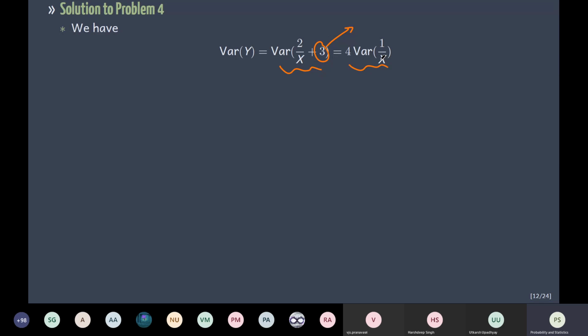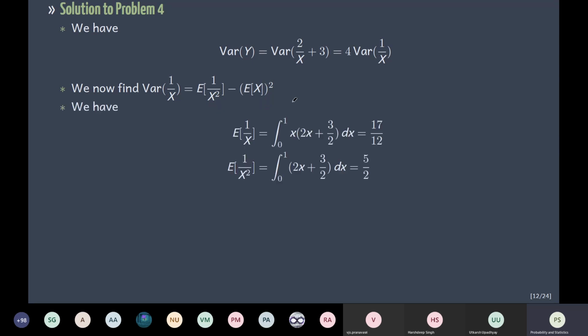So how do we compute the variance of 1 over x? We apply the usual definition, which is the expectation of 1 by x squared minus the square of the expectation of 1 by x. So now the expectation of 1 over x is this. You can check the PDF, and it will turn out to be this, and the expectation of 1 by x squared will be this after integration. It's a simple integration, and hence the variance of 1 over x will be computed from this.